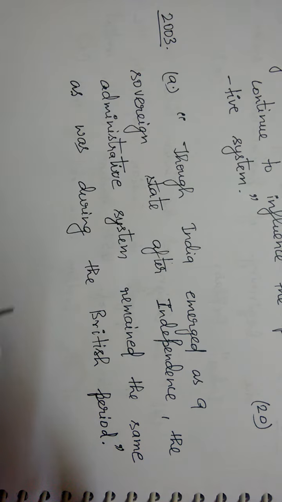So all these things are the same. Right now the Police Act is also being followed. The Criminal Procedure Code and Civil Procedure Code were formulated in 1908. So these things you can write as the similarities. So if you read this particular topic, you can write it.